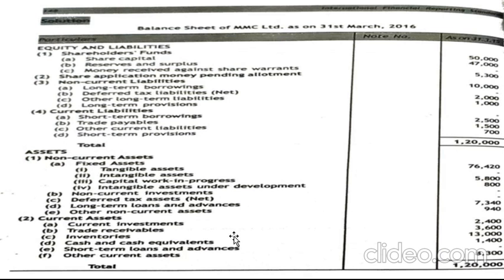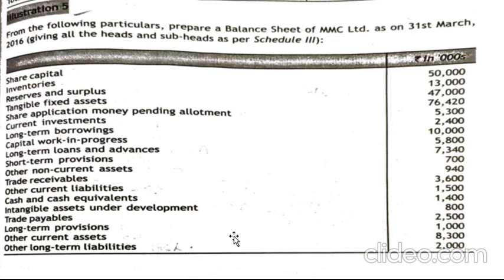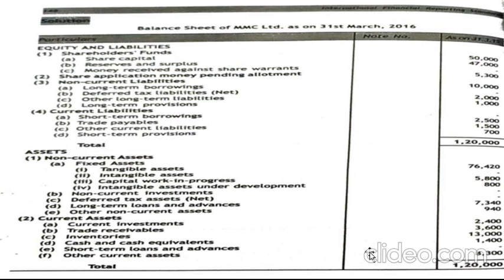Next subheading under current assets is short-term loans and advances. We need to check, do we have short-term loans and advances? We have short-term provisions, but we do not have short-term loans and advances, so it will be nil. So short-term loans and advances is nil.